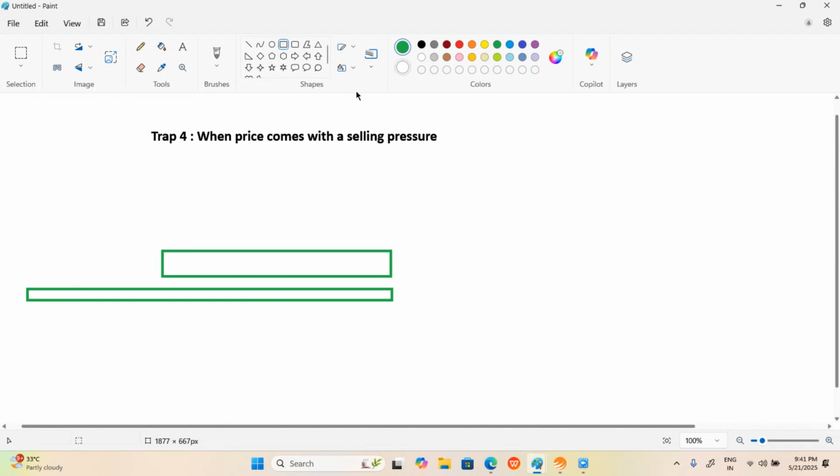Okay, let's draw the complete picture. The price is going up. From there, the price is coming down.